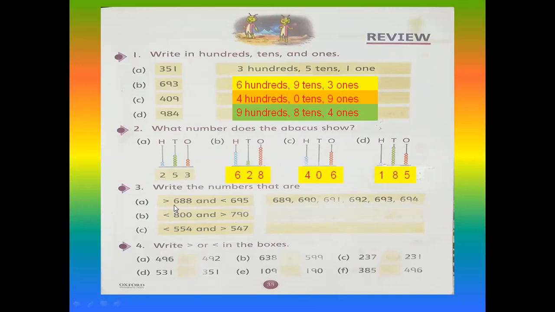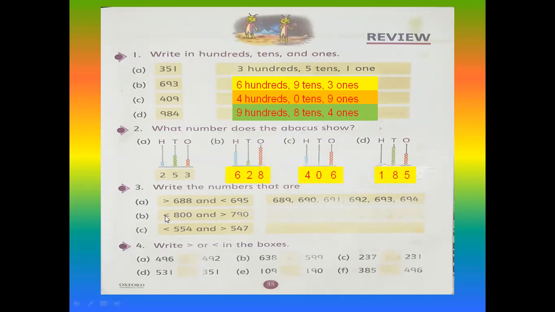So greater than 688, after 688 will come 689, 690, 691, 692, 693, 694. Okay, it is given. B part, less than. Look, focus on the symbol. Less than 800 and greater than 790.